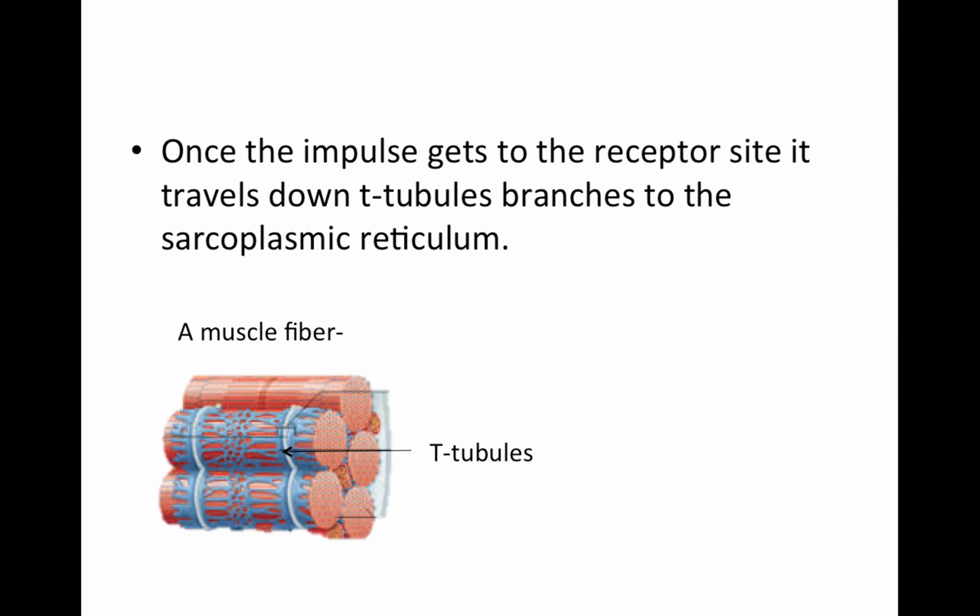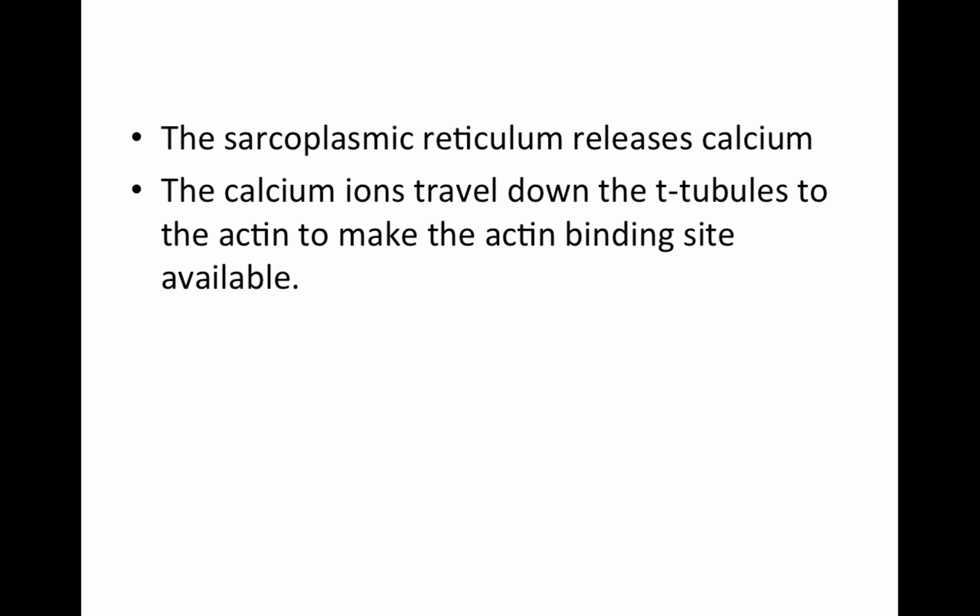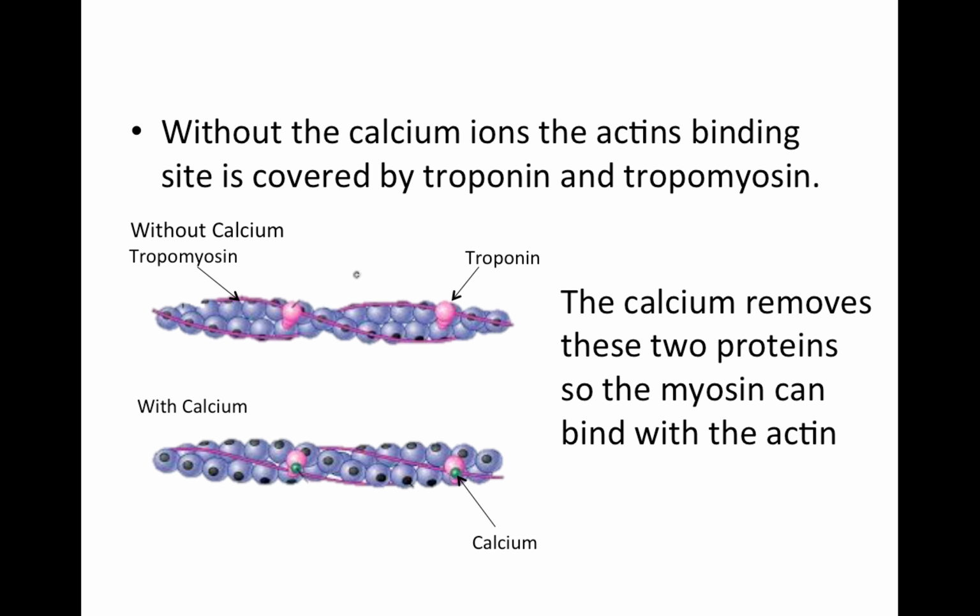For the two myofilaments to slide over each other, once the impulse gets to the receptor site, it travels down the T-tubular branches, which go deep inside the muscle fibre, until it reaches the sarcoplasmic reticulum. The sarcoplasmic reticulum contains calcium, and when the impulse reaches it, it releases this calcium, and the calcium ions travel down the T-tubulus to the actin to make the actin binding site available.